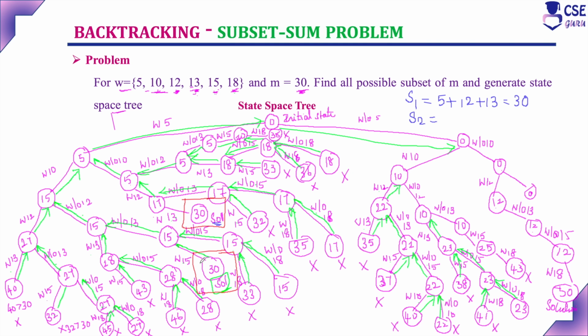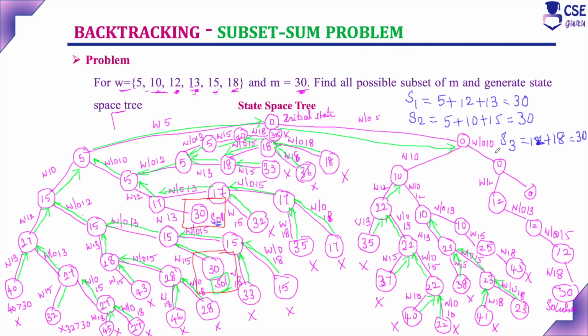The second solution is with 15, with 10 and with 5. So 5 plus 10 plus 15, we got the sum 30. And the third solution is with 12 and with 18. So 12 plus 18 is 30. For this given set and this sum, we got 3 subsets.